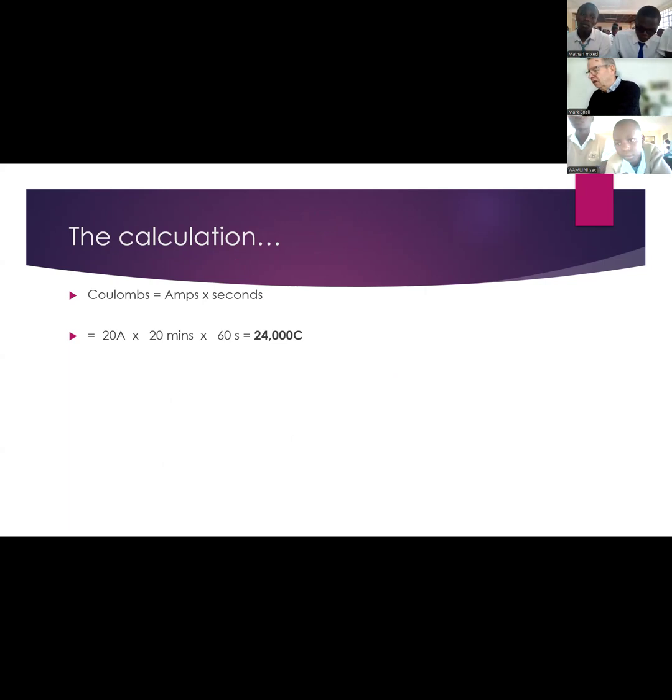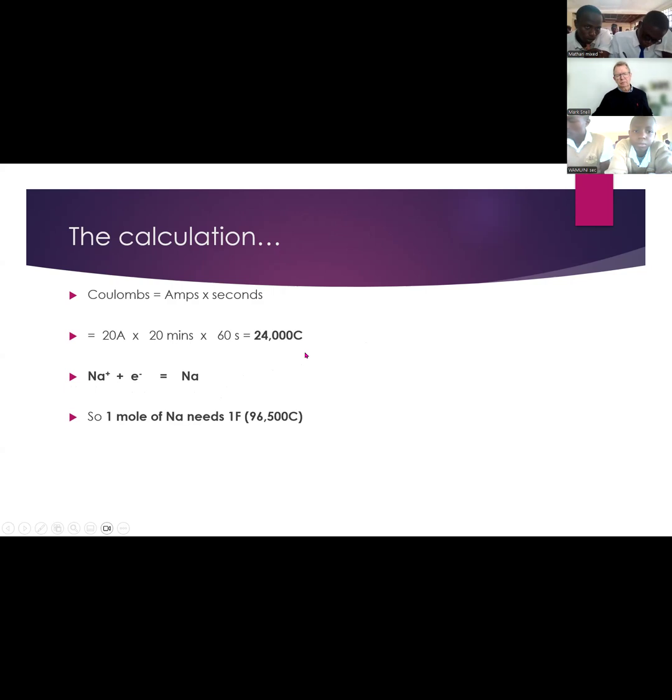All right. Second, then we think, so we've got 24,000 coulombs. Then we go, okay, here is the discharge equation. So each mole of Na uses 1 electron. Okay, each mole of Na needs 1 electron. So 1 mole of Na needs 1 Faraday.